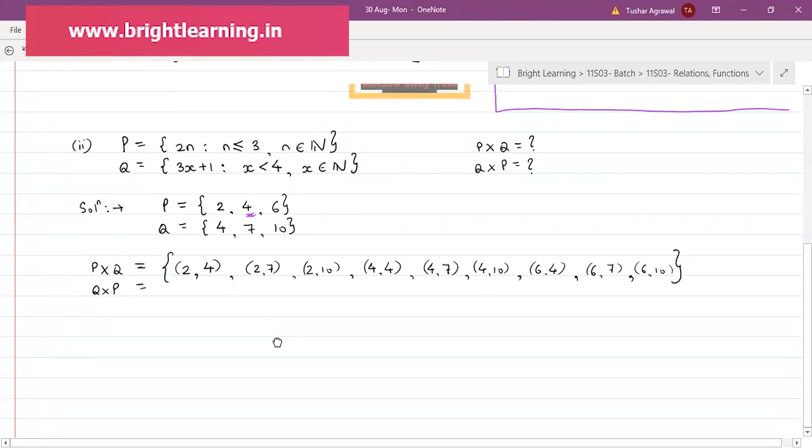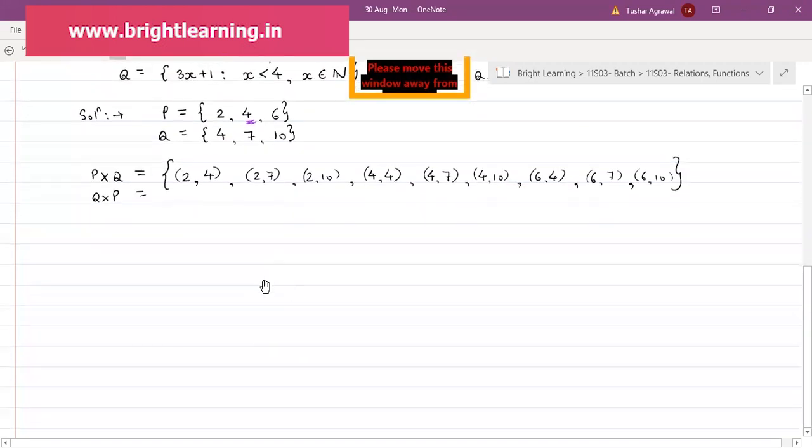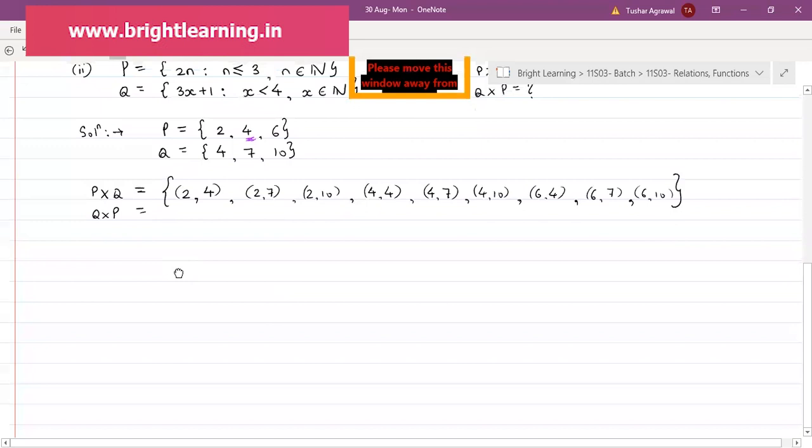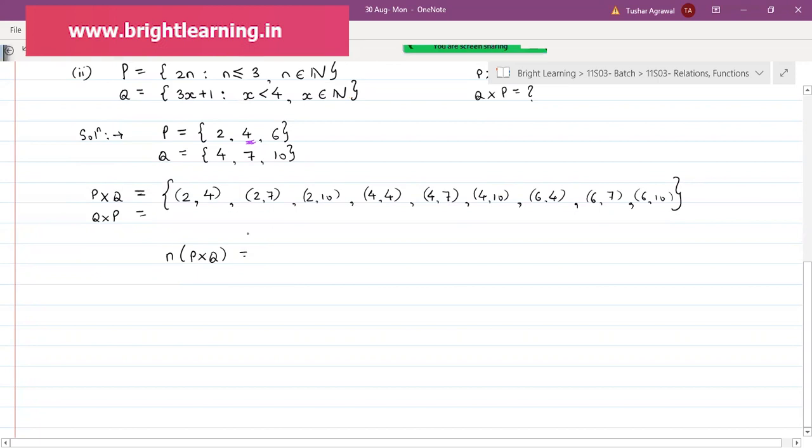Okay. Moving ahead. Now, just a general question. So here, can you see n of P cross Q? Sir, what is n of P cross Q? Revise your set theory. This will be equal to 9. N means cardinality, or order. Order of P cross Q, you can also say cardinality, written as n of P cross Q. This is equal to 9.